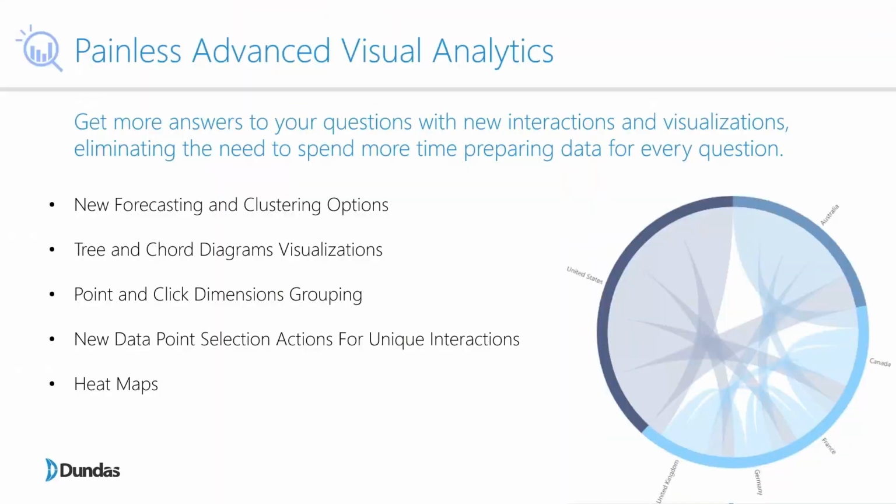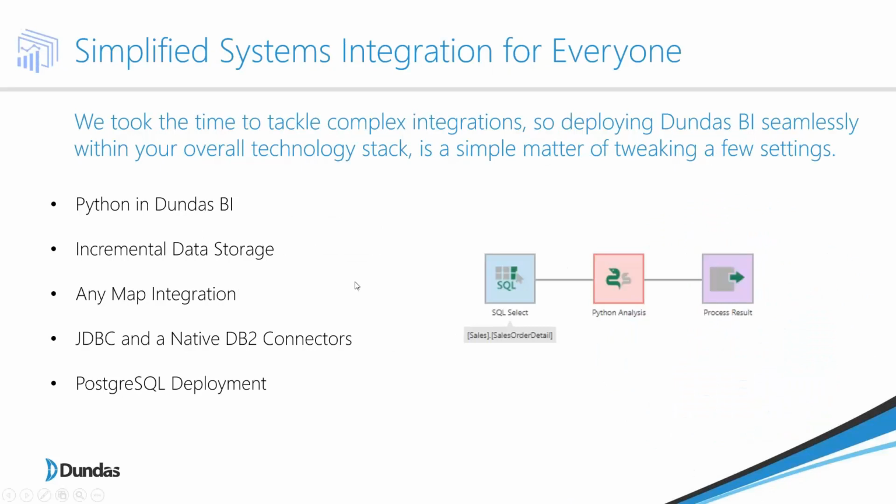So let's move on to the next topic in the interest of time, just to make sure we cover everything today. The next area of enhancements of Dundas BI 5 is around simplified system integration, and it's designed to simplify the integration across all different types of users. So it can be for data analysts, for example, users that are comfortable using not just R but also Python. Python is becoming a more and more popular language for advanced statistics, machine learning, and deep learning algorithms.